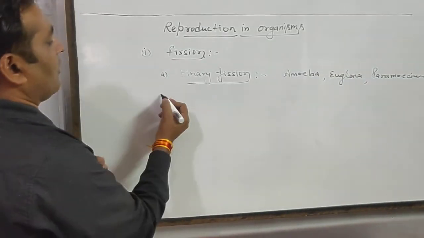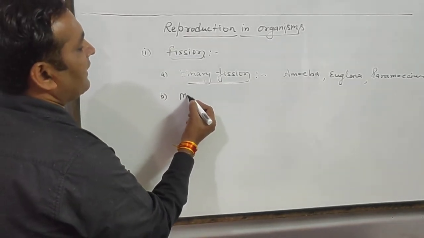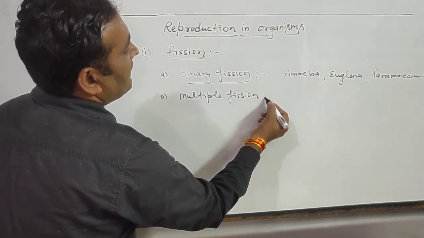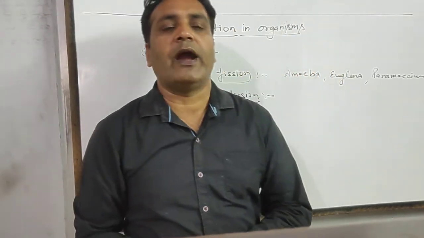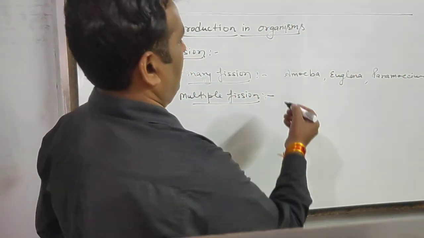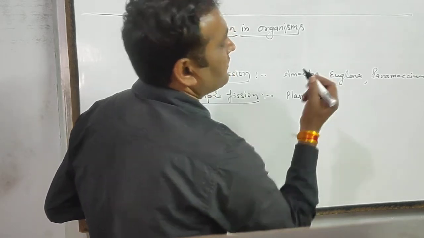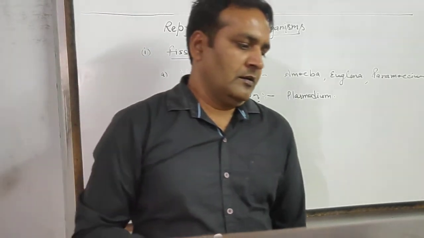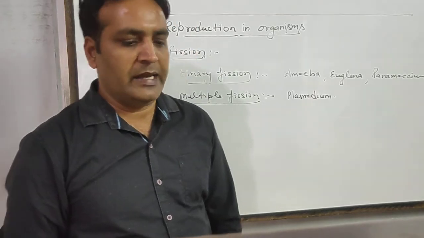If an organism divides into more than two, then it is called multiple fission. Multiple fission is a mode of fission in which an organism divides into more than two halves, as in plasmodium. Plasmodium is considered a protozoan protist, which is a causal pathogen of malaria.